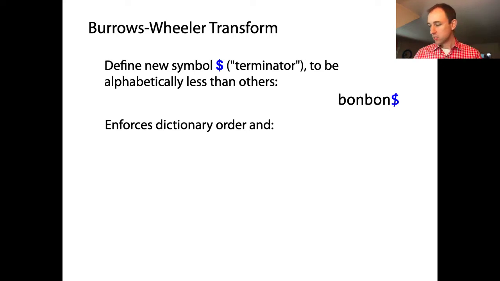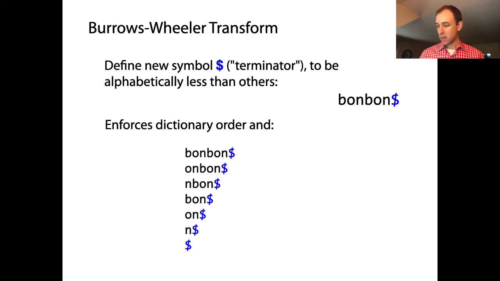Okay? So, for example, let's say that we took the word bonbon and we took all of its suffixes. Okay? And obviously, without the $, we would have two suffixes, this one and this one, where this one on the bottom is a prefix of the one on the top, or this one in the middle is a prefix of the one on the top. Okay? If we don't have the $.